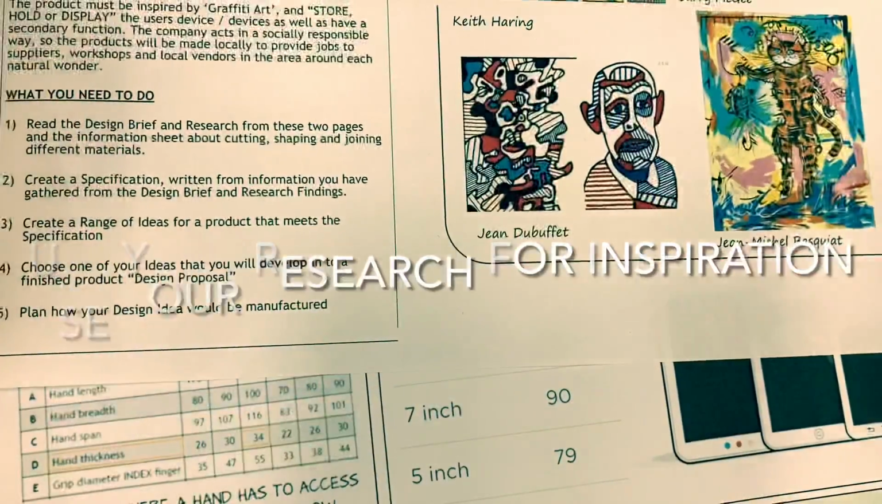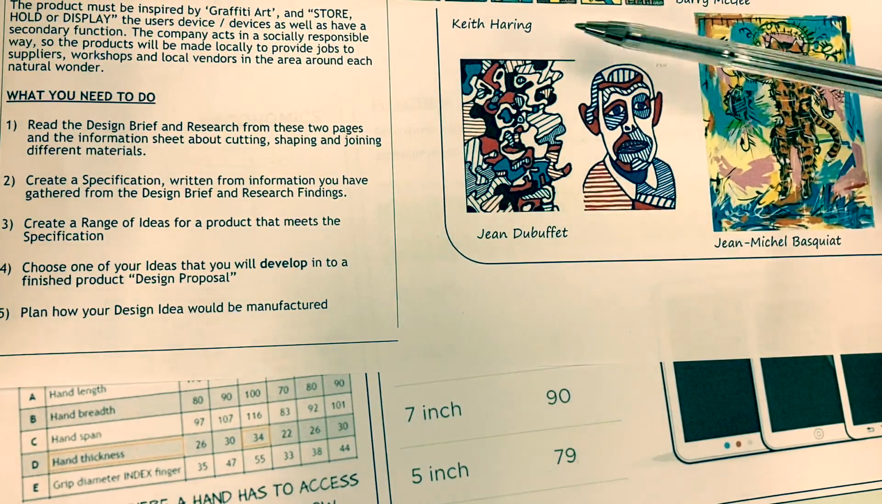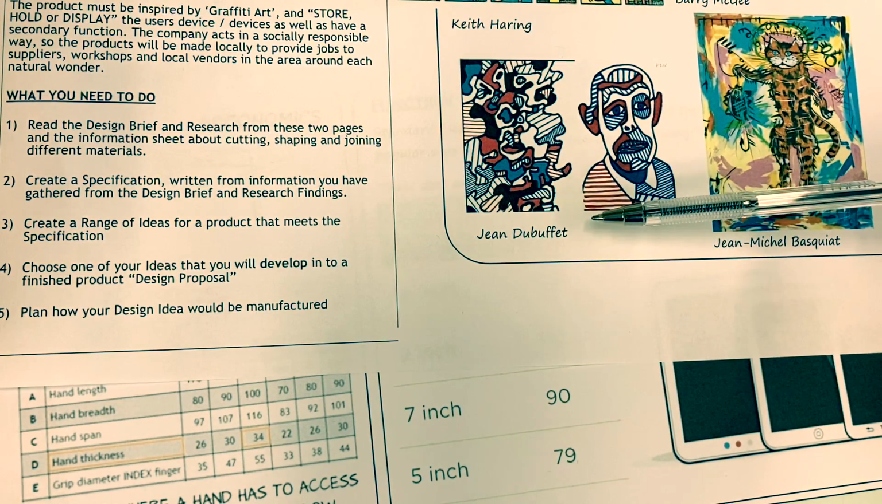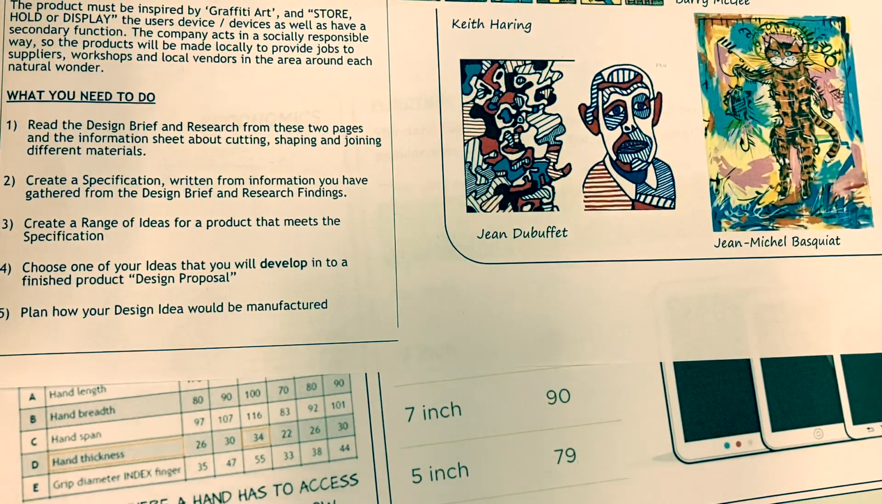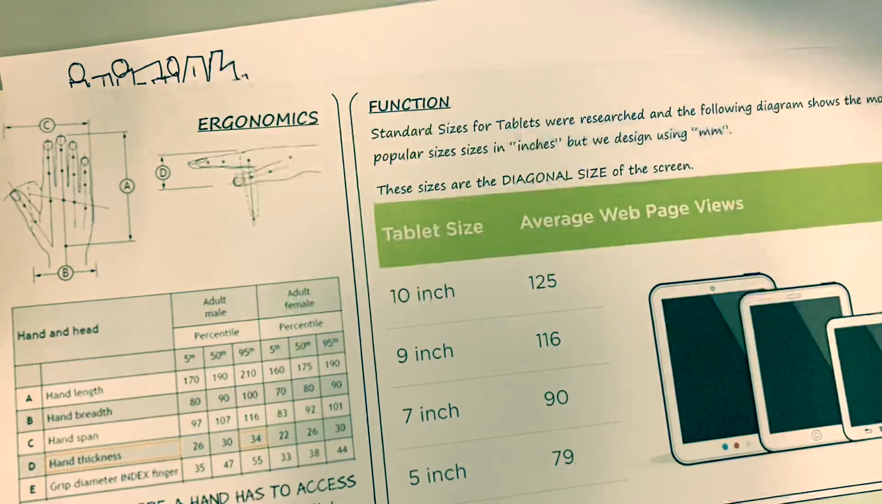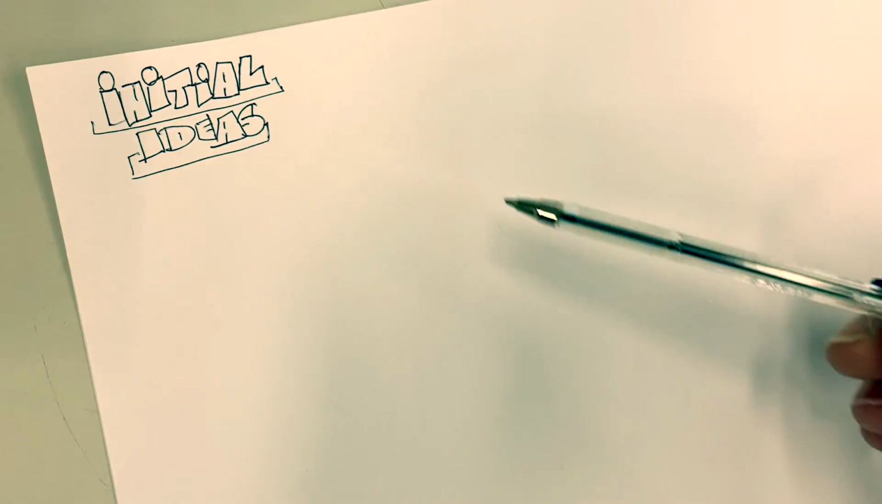The graffiti project is looking at a range of famous graffiti artists, Keith Haring, Barry McGee, Banksy, Jean Dubuffet and Jean-Michel Basquiat, or Basquiat, I suppose it would be. The most important thing here is I have my specification ready to go for when I need to develop my ideas, and I'm using morphological analysis to help me create my ideas.